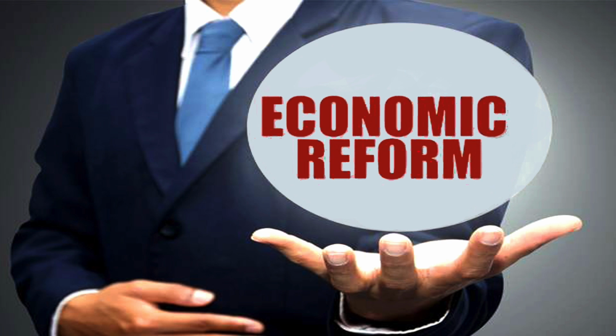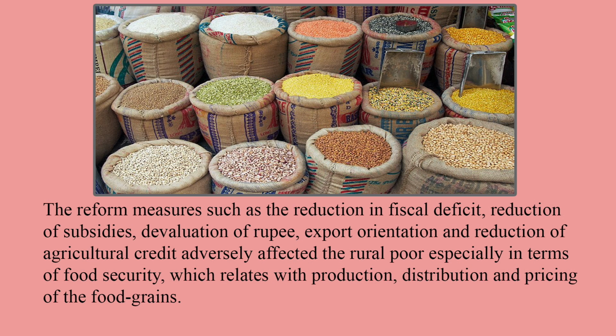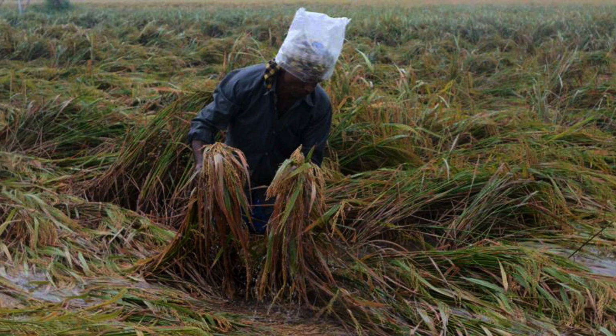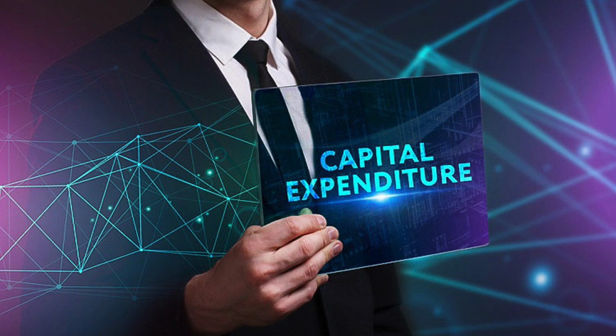The impact of the economic reforms on the rural economy has been in varied forms. The reform measures such as the reduction in fiscal deficit, reduction of subsidies, devaluation of the rupee, export orientation and reduction of agriculture credit adversely affected the rural poor, especially in terms of food security, which relates to production, distribution and pricing of the food grains. The agriculture sector was worst affected by the fiscal contraction, which invariably resulted in a disproportionate cut in capital expenditure.